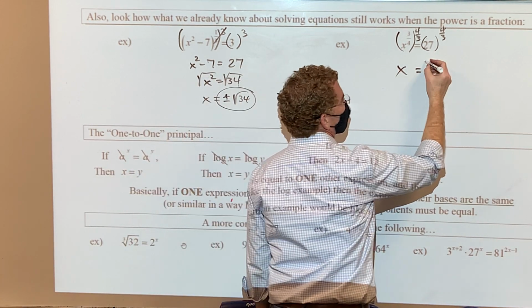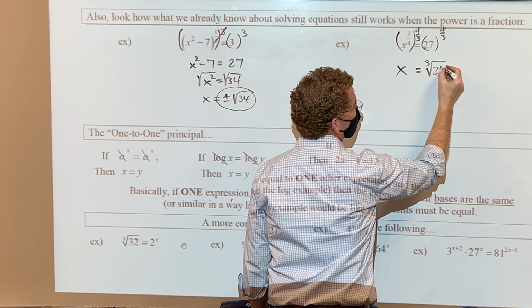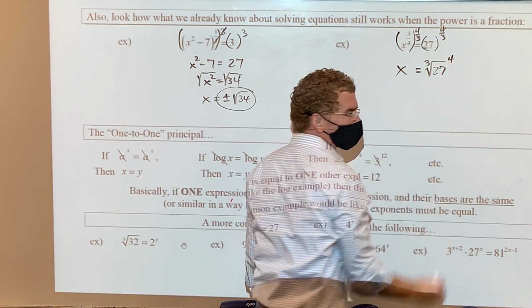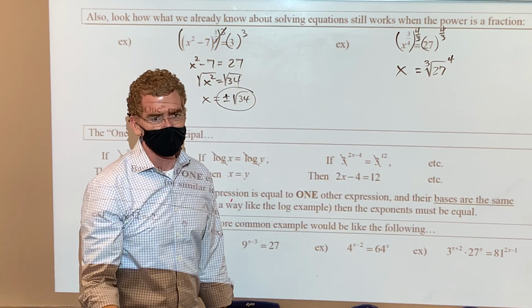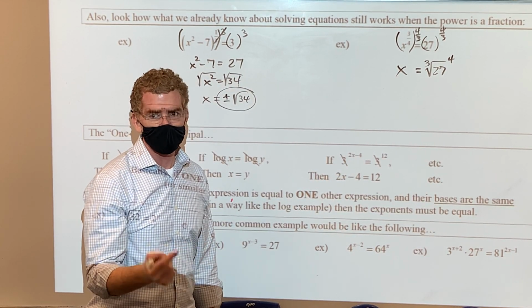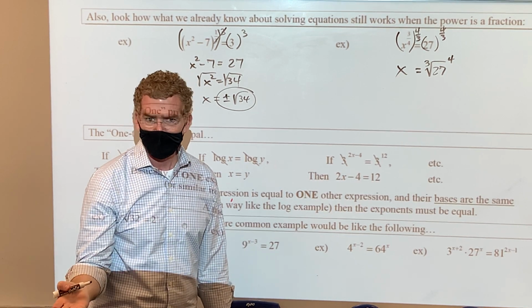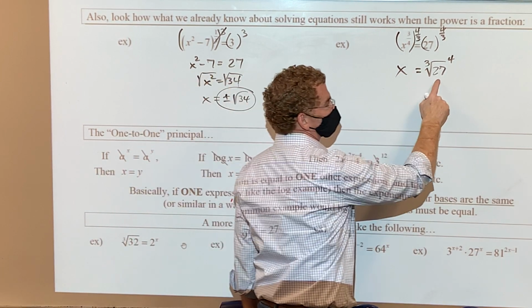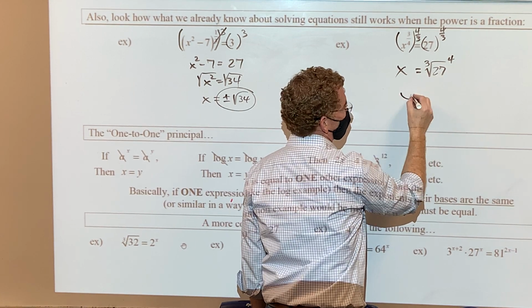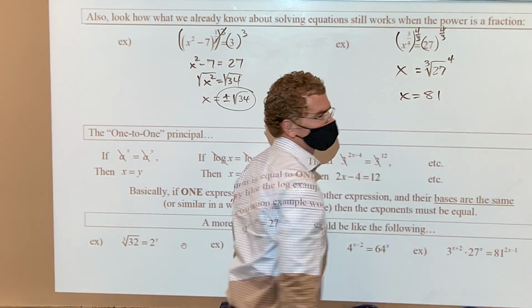One option is to do the cube root of the 27 and then raise it to the 4th. Everybody with me? You could do 27 to the 4th and then cube root it, but do y'all want to do that? Probably not. I don't. And cube root of 27 is 3. 3 to the 4th is 81. I like that much better.